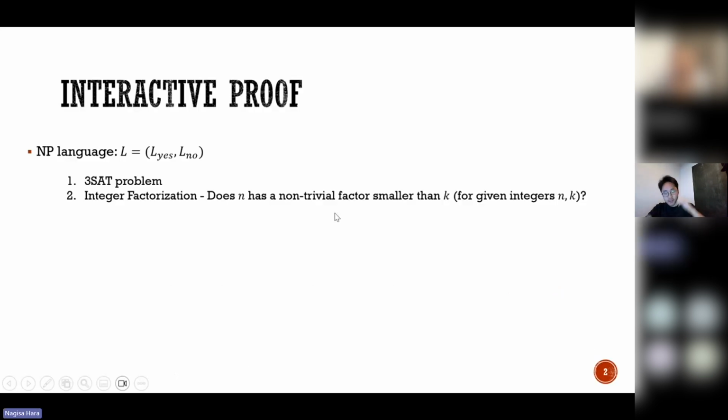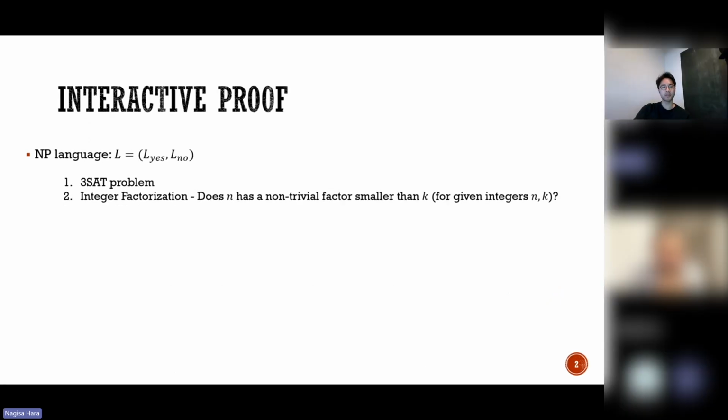So let me start from the basic stuff. When you have an NP language that consists of yes instances and no instances, a famous example is the 3-SAT problem. I will explain this example later. And a second famous example is integer factorization. Given integers n and k, you are asked to find a non-trivial factor smaller than k for integer n.